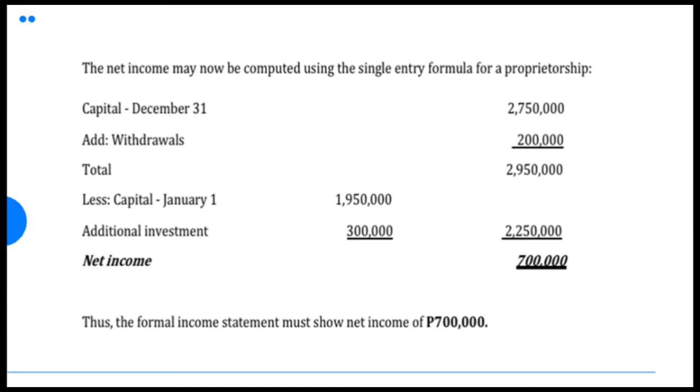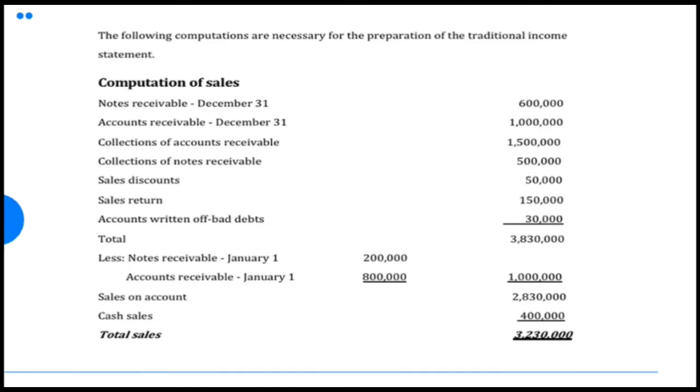So, yun. Next, the following computations are necessary for the preparation of the traditional income statement. So, dito muna tayo sa computation of sales. We have notes receivable nung December 31 is 600,000. Accounts receivable also nung December 31 is 1 million pesos. Collection of accounts receivable is 1,500,000. Collection of notes receivable is 500,000. The sales discount is 50,000. Sales return is 150,000. Accounts written off as bad debts is 30,000.